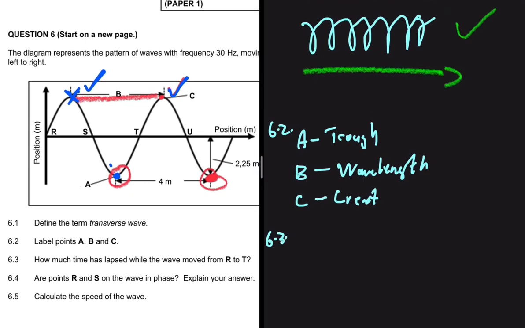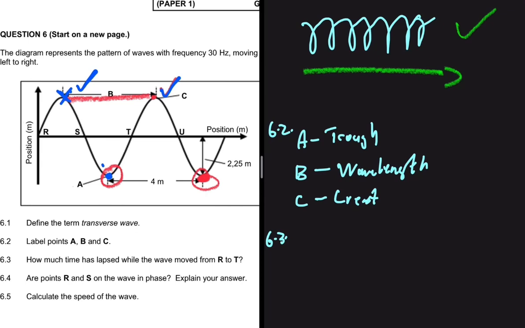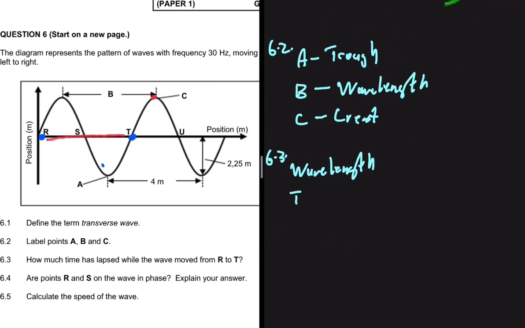6.3. How much time has elapsed while the wave moved from R to T? Let's just get rid of this and look at R to T. From R to T, we have 2 points that are consecutive and are in phase. So we have one wavelength. The time taken to complete one wavelength is what we call the period. So basically, in 6.3, we are required to calculate the period.